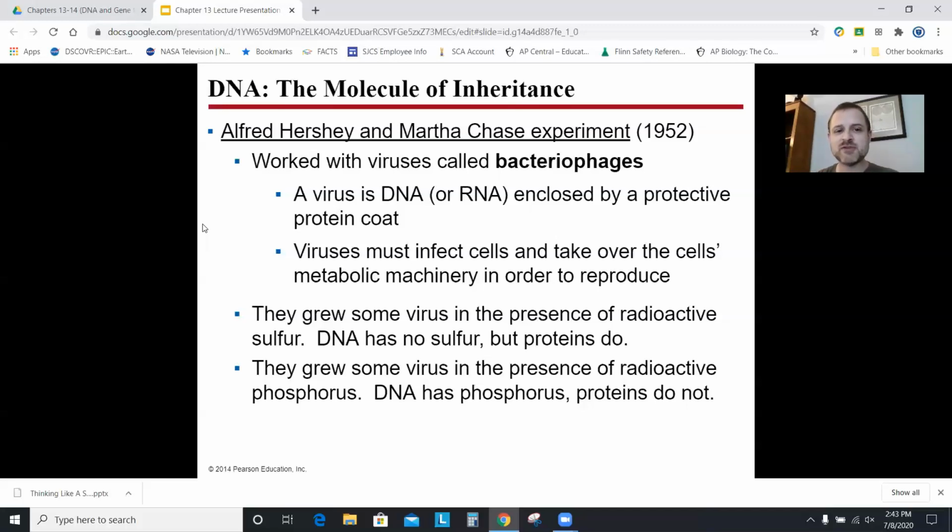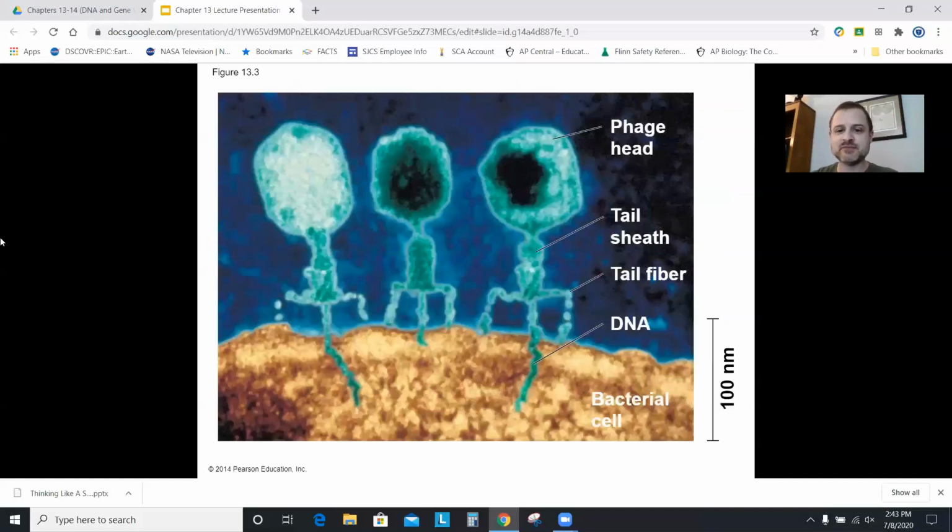Well, Hershey and Chase were very, very smart. They knew that proteins contain the element sulfur. Nucleic acids usually do not, all right? Nucleic acids contain the element phosphorus. Proteins usually do not. So they grew a batch of viruses in radioactive sulfur, and then a batch in radioactive phosphorus. And you can tell where the molecules go by detecting the radioactivity.